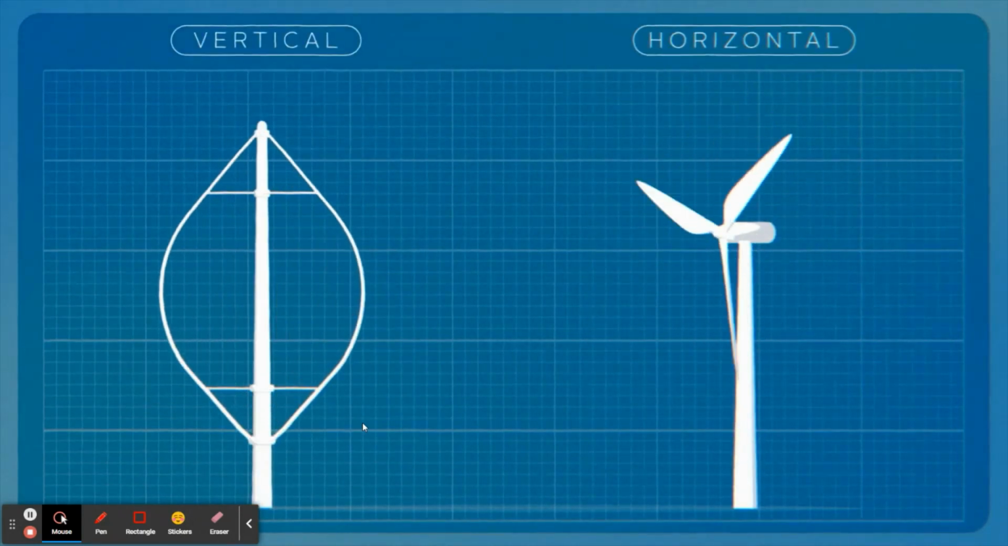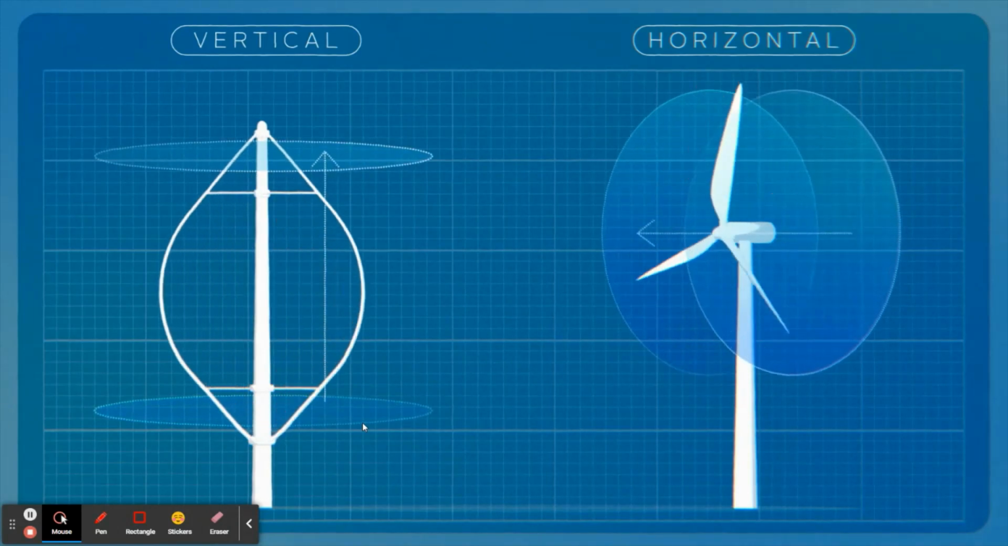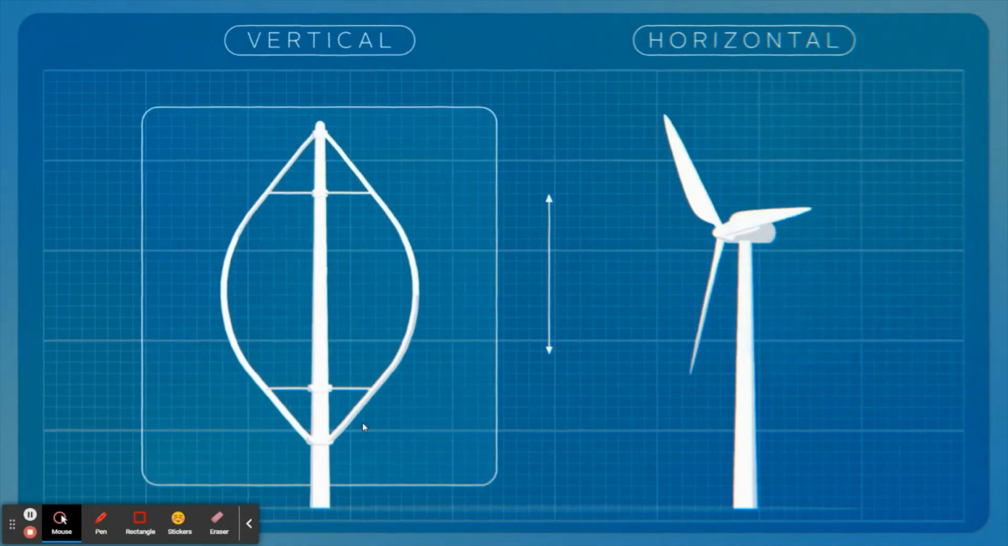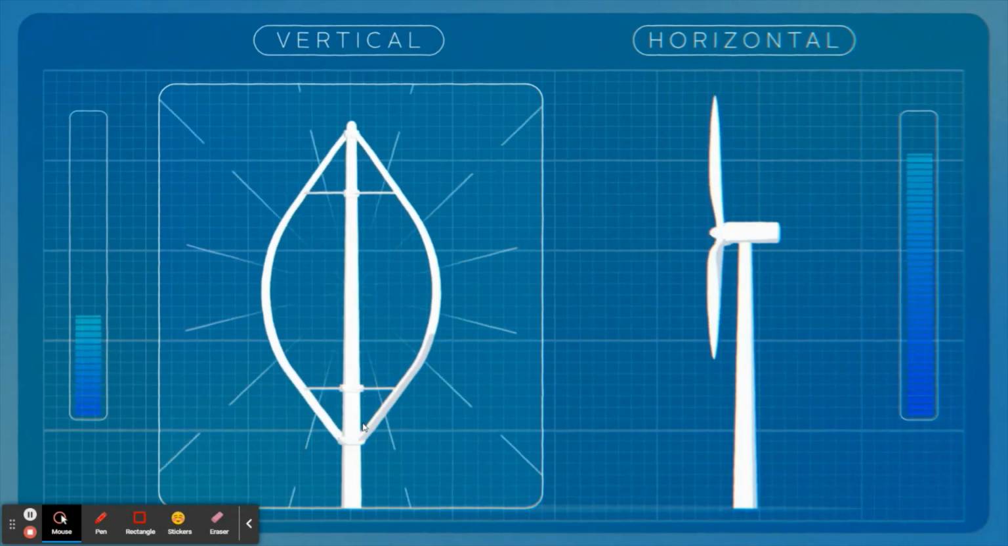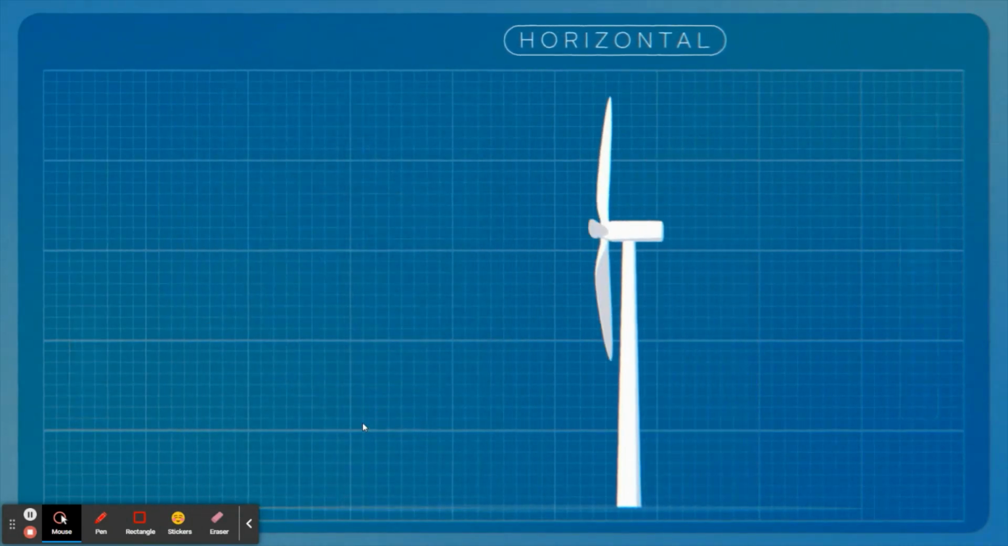The orientation of the blades can be vertical or horizontal. A vertical blade can receive airflow from any direction, but has a low efficiency, while a horizontal blade can only receive airflow from one direction. It has a high efficiency.